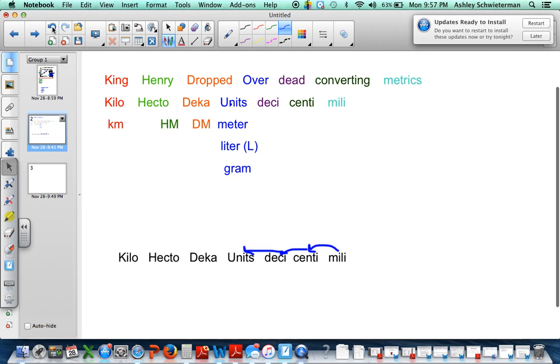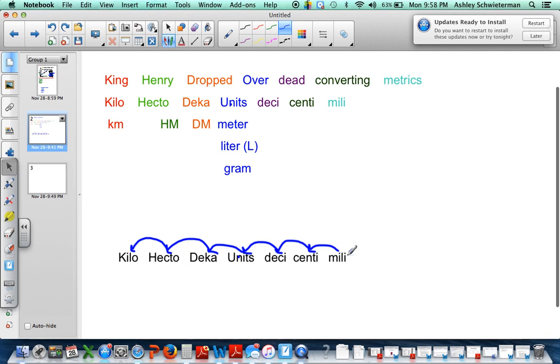And those aren't arcing as I'd hoped they would. My fingers aren't letting them. There we go. That's a good bounce. It's taking 10 of the smaller unit to equal the larger one. And it goes all the way across, just like it would take 10 meters to equal a decameter. It would take 10 decameters to equal a hectometer. It would take 10 hectometers to equal a kilometer.